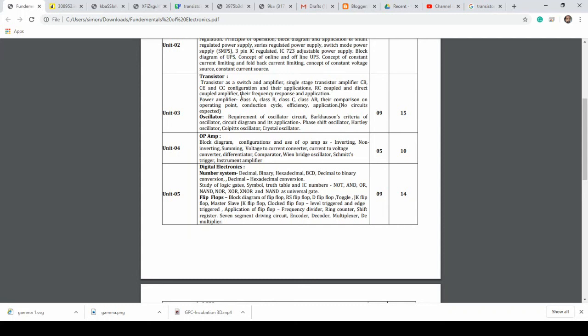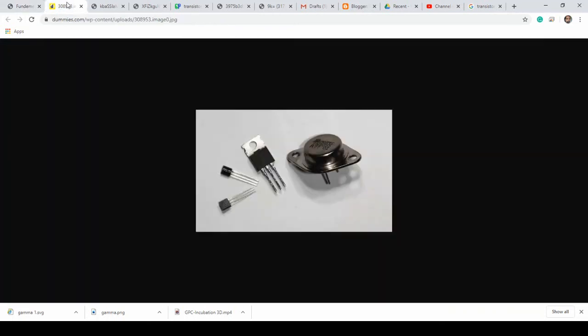So since we have 3 pins on the transistor, one of those pins would be common between input and output. So if the base is common, it's called common base configuration. If the emitter is common, it's called common emitter configuration. And if the collector is common, it's called common collector configuration. So let's look at it in detail. As we talked about, it could be any sized transistor used in this application. So we look at it in detail.